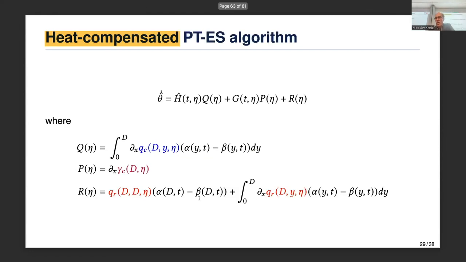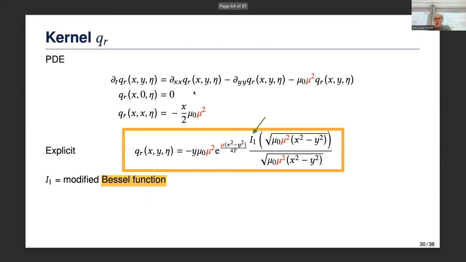Let me start from QR, the one at the bottom. That one's the closest to what's been seen before in PDE backstepping. So this kernel is governed by the PDE given here. This is a time-varying PDE without the variation of time. If time were not here, it would be a hyperbolic PDE in X and Y, but with the presence of time, this is what we get.